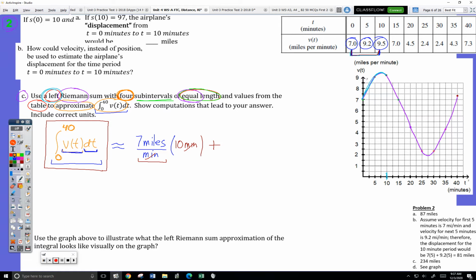Listen to Jonah, listen. You'll be tested on how to find a left Riemann sum, how to find a right Riemann sum, how to find a midpoint Riemann sum. There's a fourth one that's a tiny bit more complicated, but not much. We'll talk about that later.